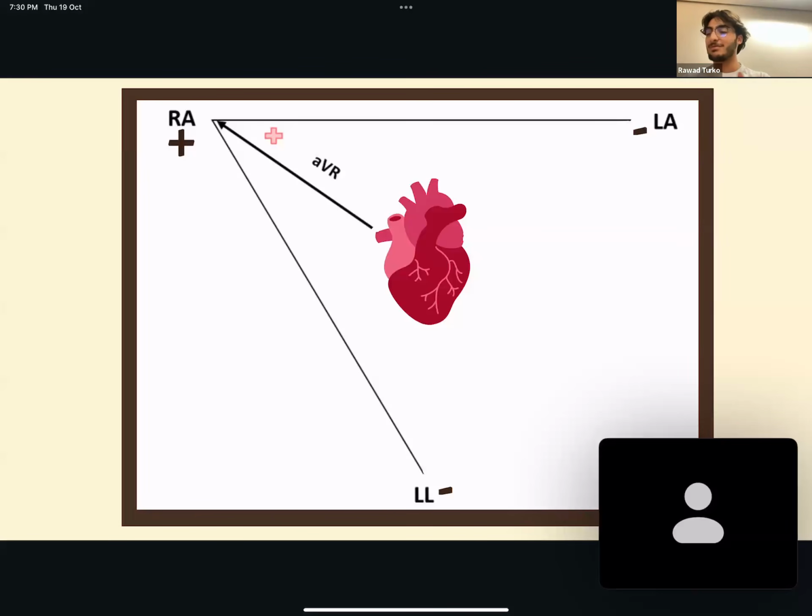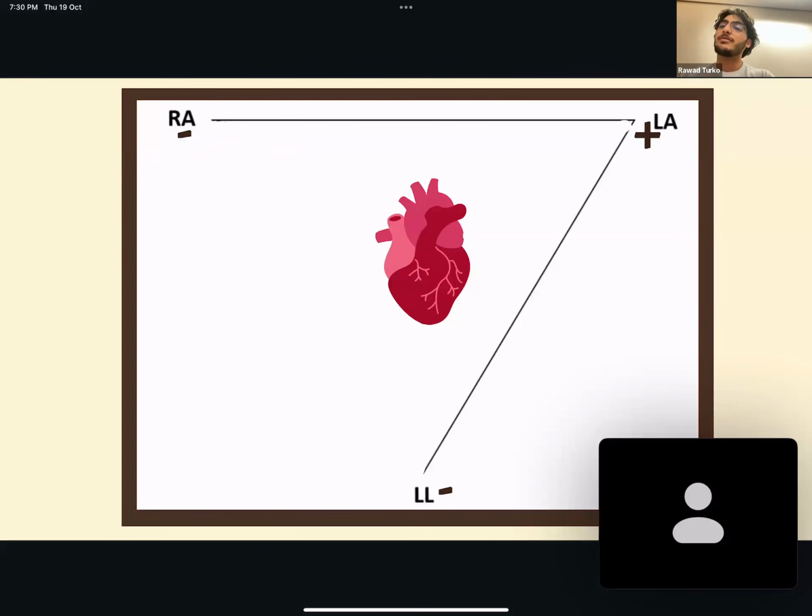Okay, moving on. Now that we've understood this concept, we can apply it to the other two augmented leads. Same exact concept. This time the left arm is positive, and the right arm and the left leg are negative. So do the same thing that we did. Take this line and this line and find the middle, and point it up at the left arm, and that's our direction. AVL.